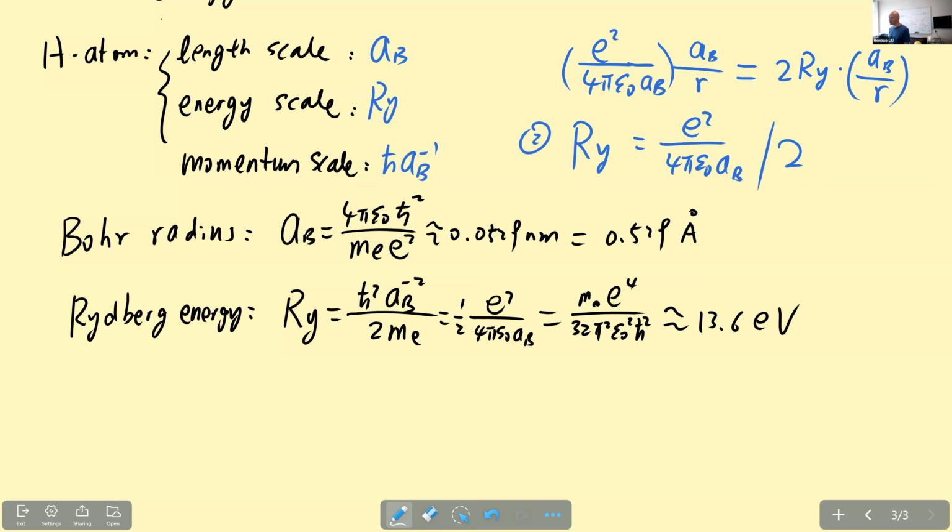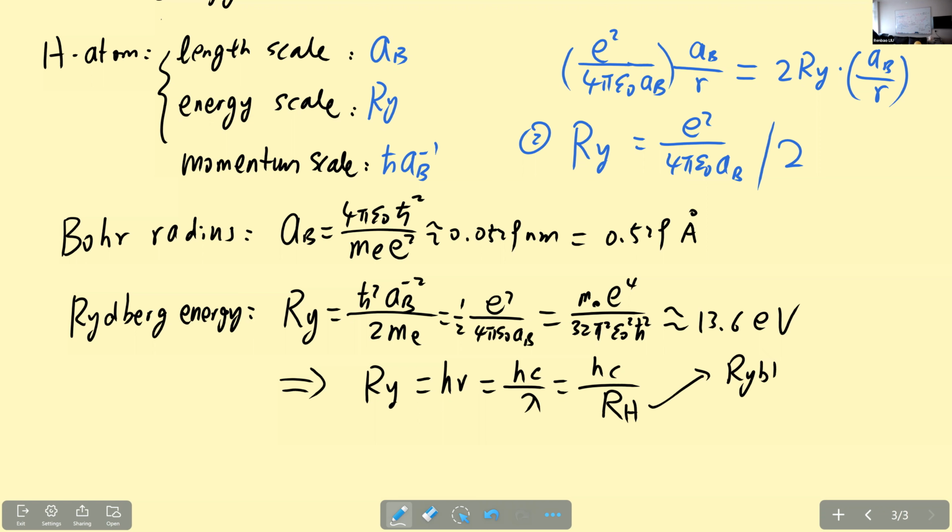Okay, it's related to the Rydberg constant. We know that this energy is just h times nu, that's hc over the wavelength, a typical length, right? And actually, it's called hc over R. So this is related to the Rydberg constant, which has the dimension of length. Anyway, that is the typical length scale and energy scale for the hydrogen atom.